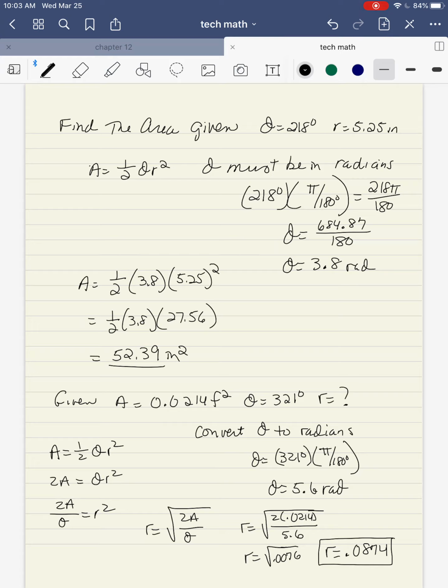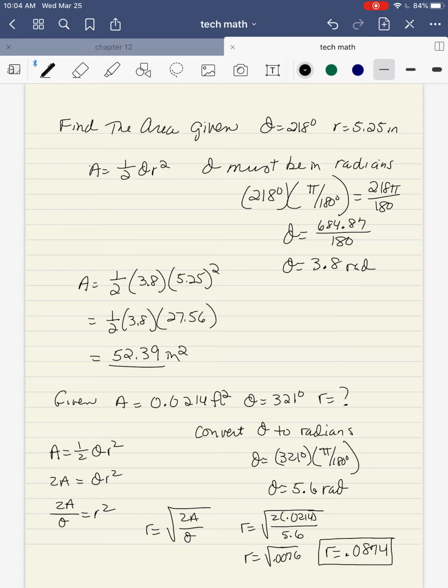The next problem, given the area is equal to 0.0214 square feet, theta is 321 degrees, find the radius. So this one I have to work the formula backwards, but first I'm going to convert my theta to radians. So I take 321 degrees multiplied by pi over 180, and I get 5.6 radians. So again, 321 times pi divided by 180 gives 5.6 radians.